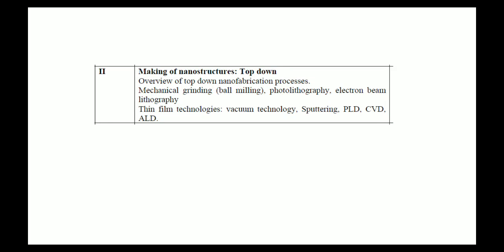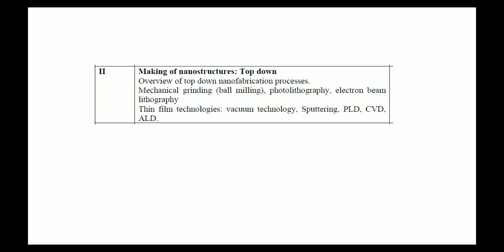Hello everyone. So in this lecture we are going to start our second chapter. As you can see, making of nanostructures, top-down approach. As far as nanomaterials are concerned, you all are familiar with what a nanomaterial is. A material whose all dimensions or at least one dimension is at the nanoscale is called a nanomaterial, right?